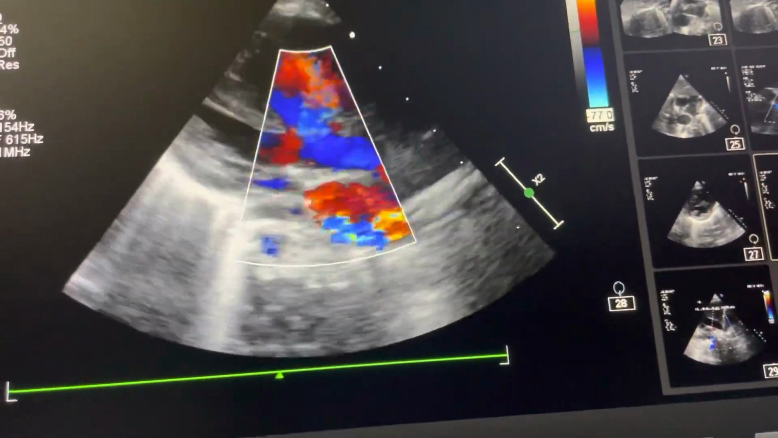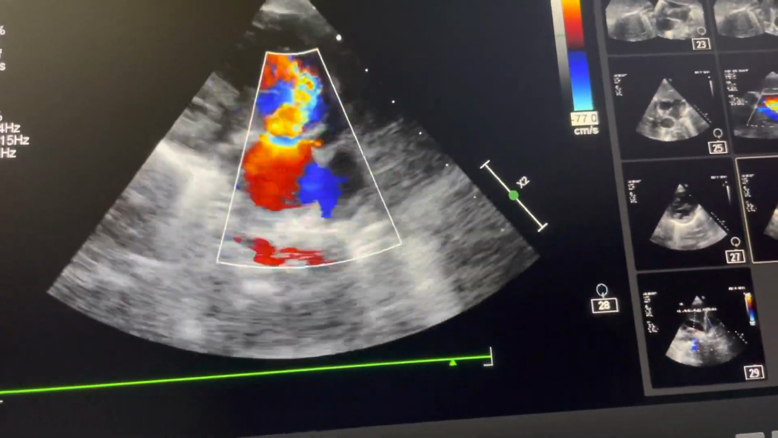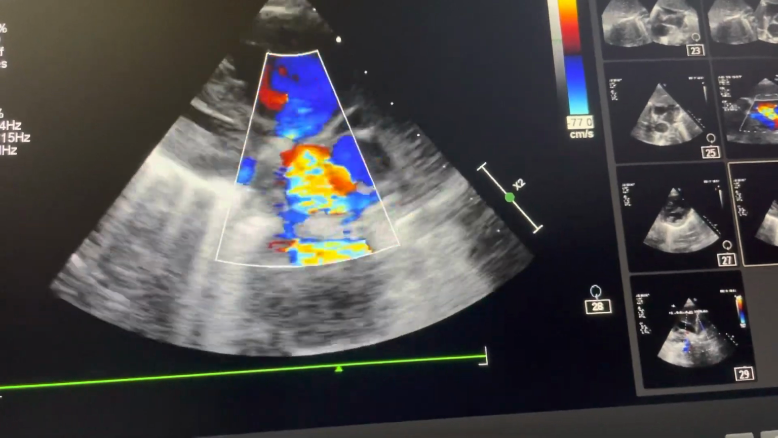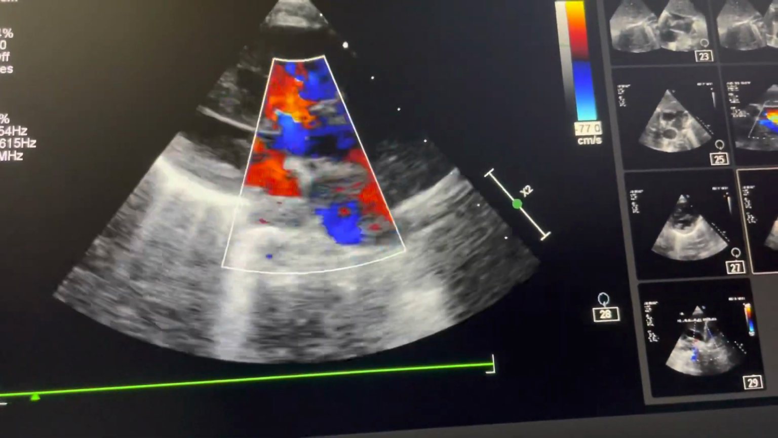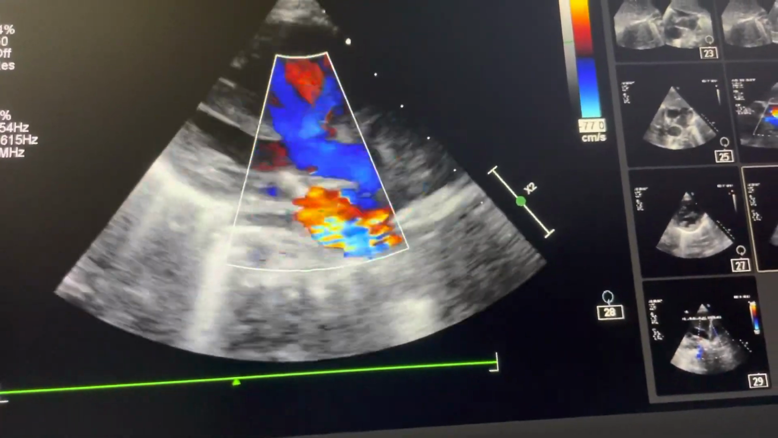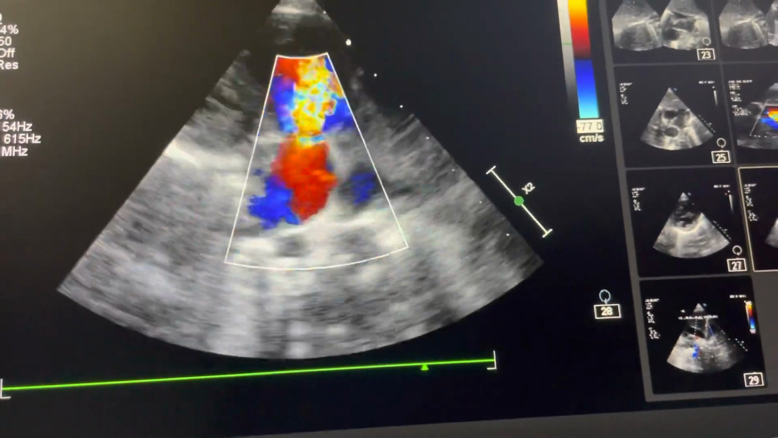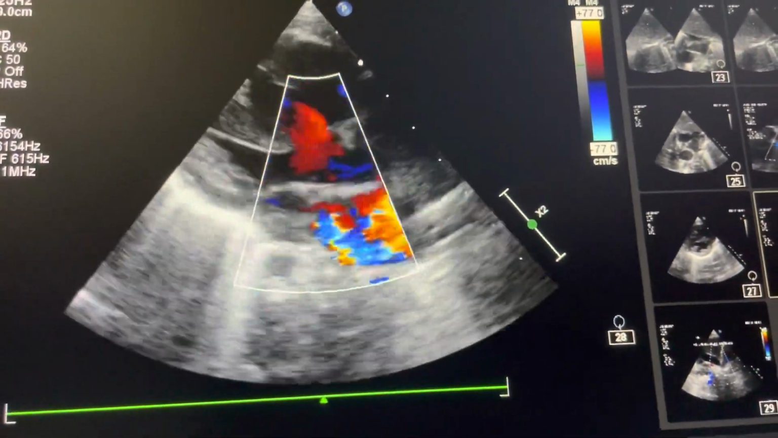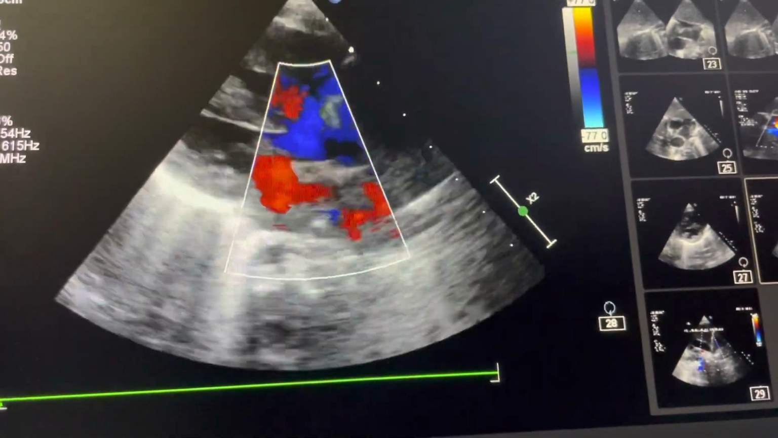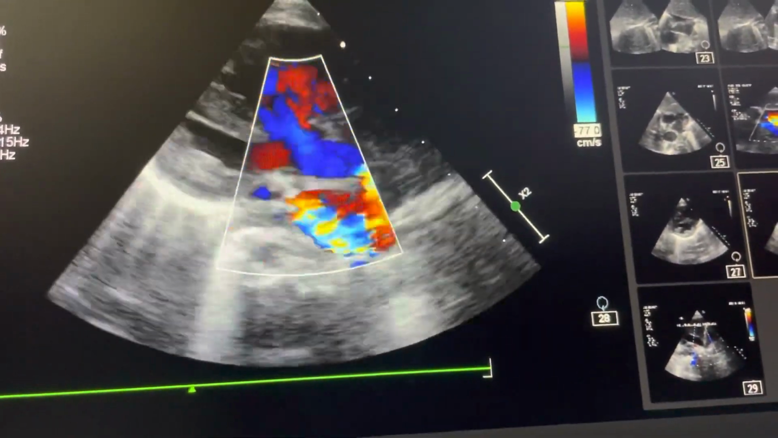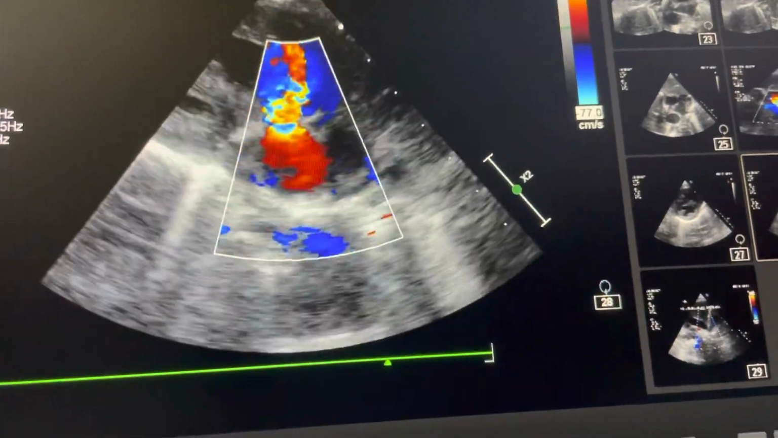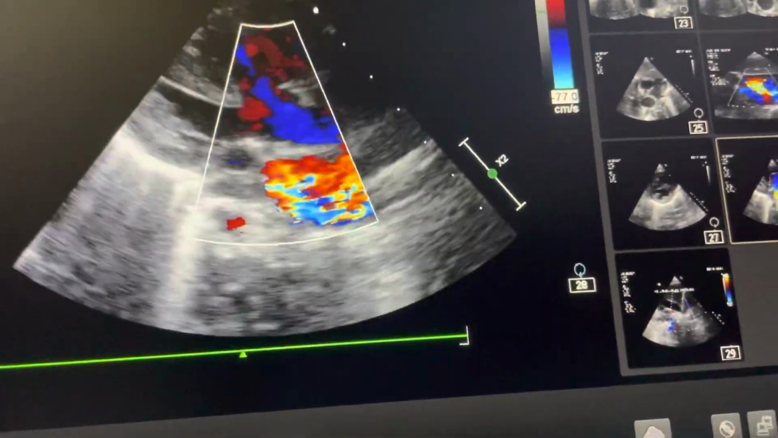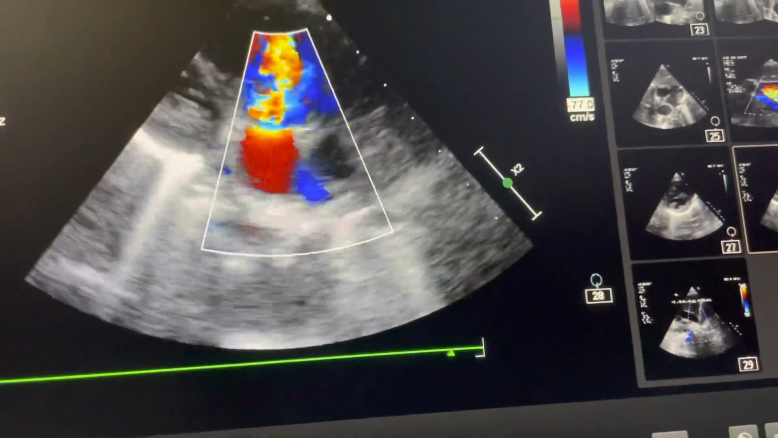It means whatever happens in TOF, the same physiology is present in this case. At the level of the VSD, flow is bidirectional, mainly right to left, because the flow is more blue color, longer duration has blue color, it means longer duration flow is from right to left. Shorter duration flow is red color, it means for short duration, flow is left to right.